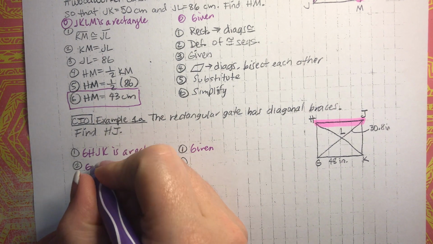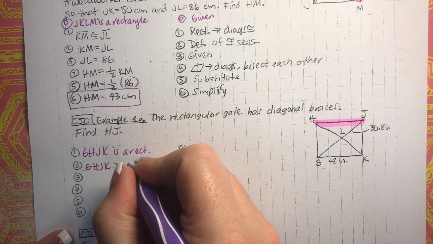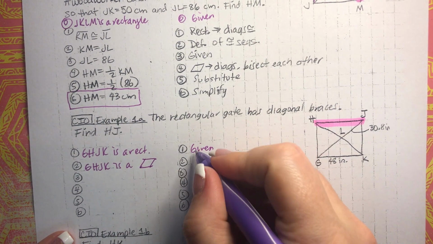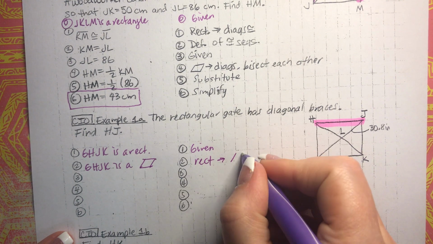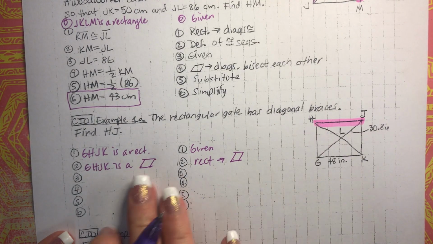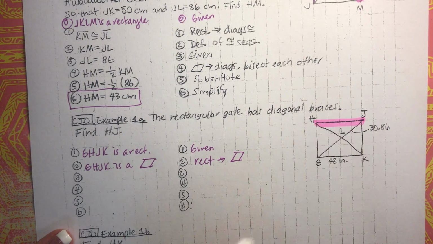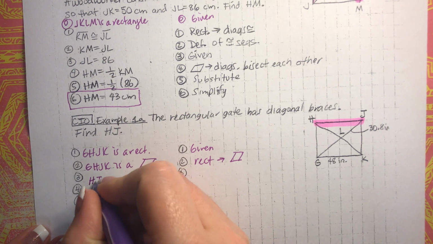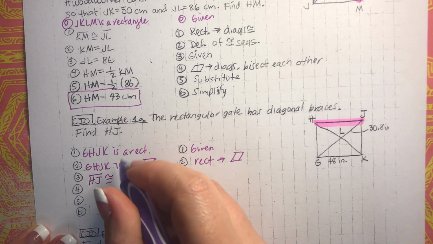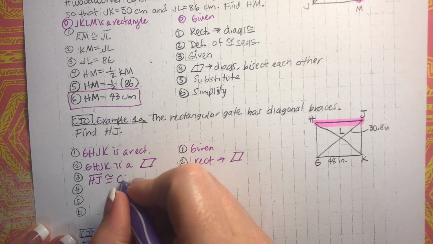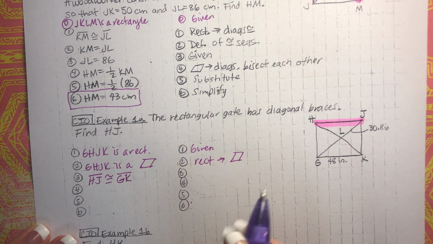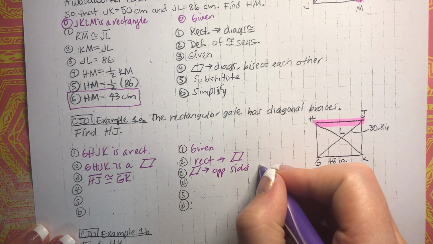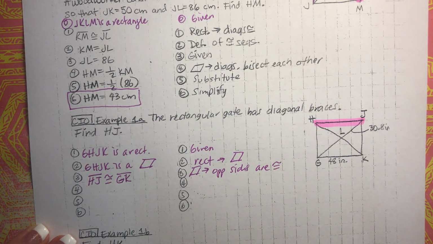GHJK is, I'm just going to say parallelogram like that, because if it's a rectangle, then it's a parallelogram. Okay, cool. So since it's a parallelogram, we can state that these opposite sides are congruent. So we know that side HJ is congruent to GK, because if it's a parallelogram, then the opposite sides are congruent.